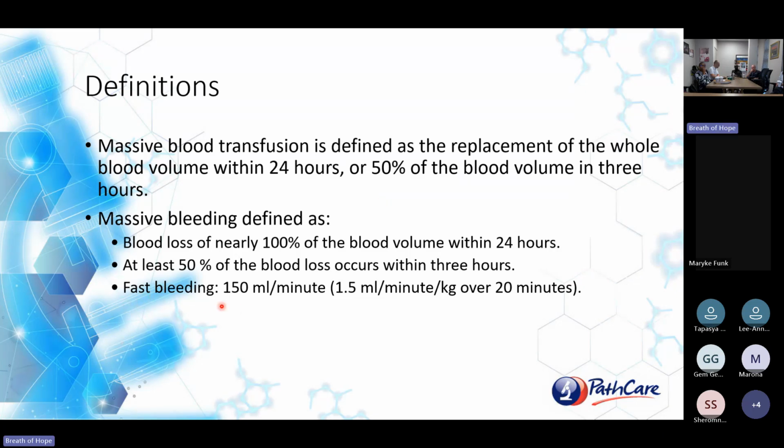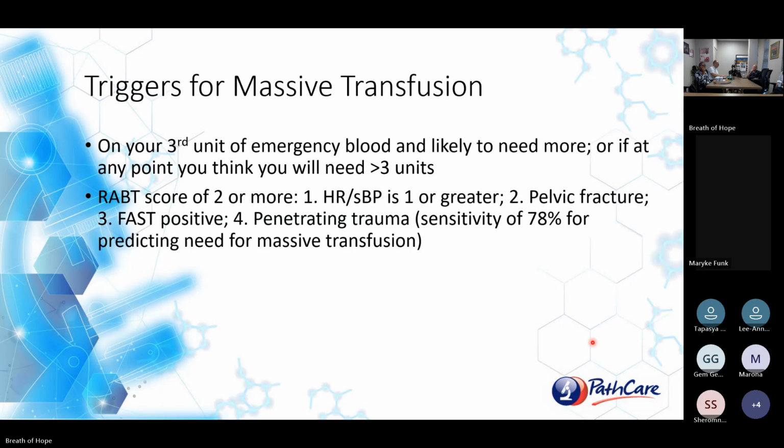Also, fast bleeding. If you're losing blood 150 mils per minute, 1.5 mils per minute per kilogram over 20 minutes, which again is a bit of an academic definition, because how do you measure this at the bedside? So from the emergency medicine perspective, these are commonly accepted triggers for massive transfusion.